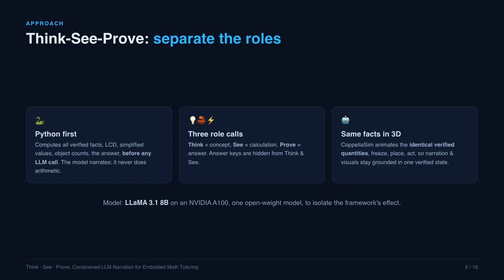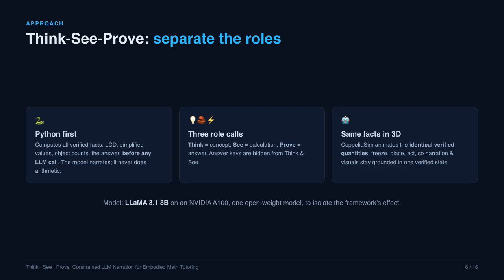The second idea is role separation. Instead of asking one call to explain everything, we split the explanation into 3 role-specific calls. Think introduces the concept only. See explains the calculation. Prove states and confirms the answer. Each call is given an explicit role and a set of constraints, and crucially, the answer keys are hidden from the Think and See calls, which I'll return to on the next slide.